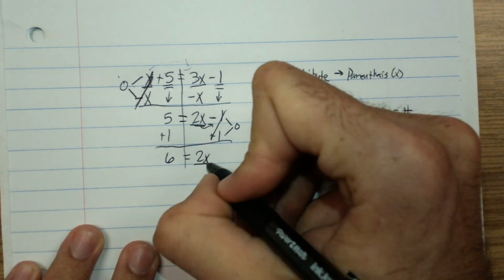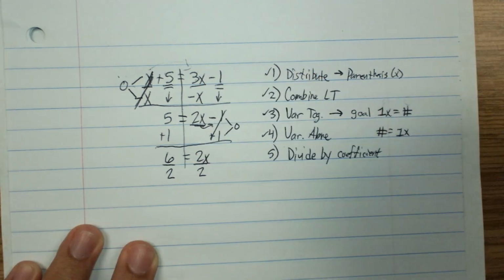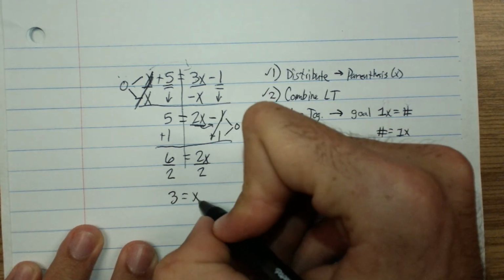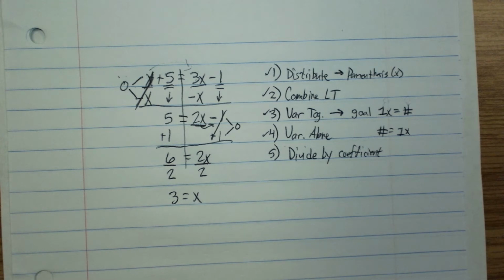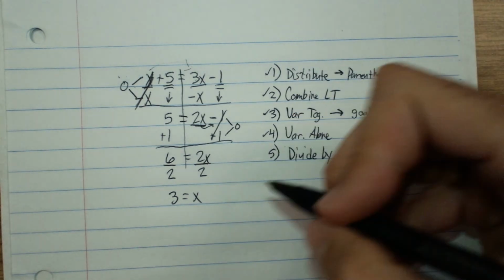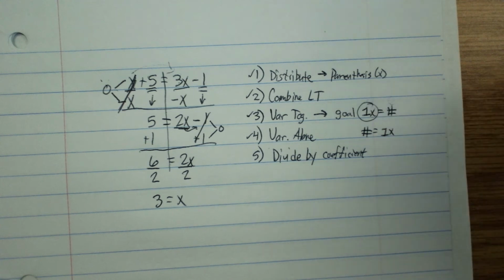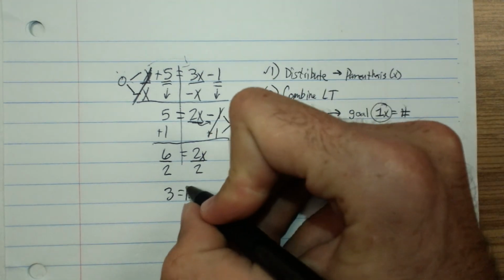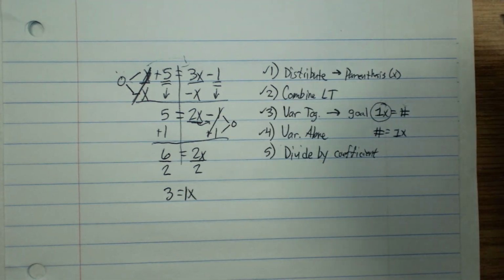Divide by our coefficient. You divide by 2, you divide by 2. 6 divided by 2 is 3, equals x. Now, the reason that we divide by that coefficient there is because we're wanting, again, what 1x is equal to. 2 divided by 2 is 1, gives us the value of 1x.